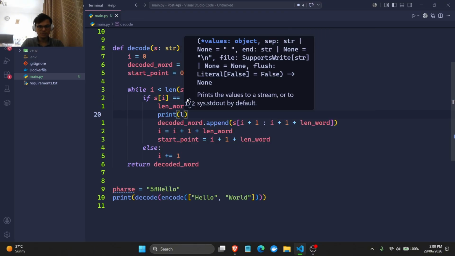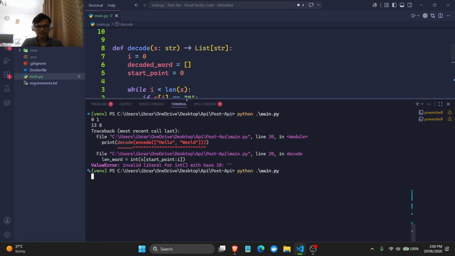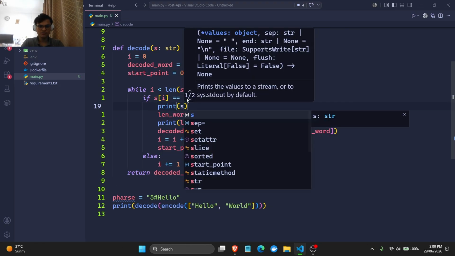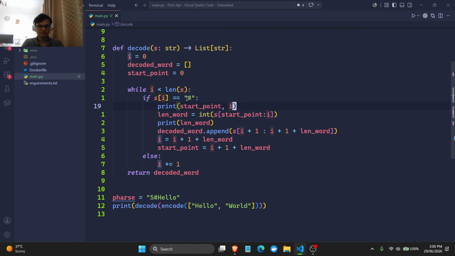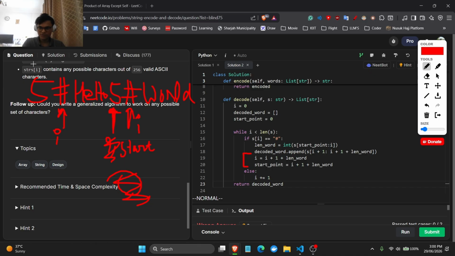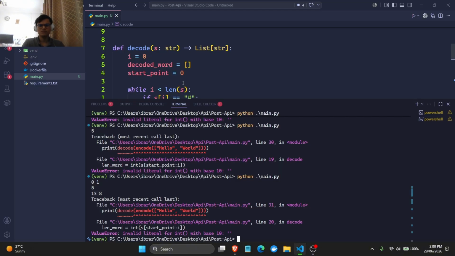Let me just see print length of word. Is it even getting the right word? It's getting the right word. Okay, then print me the start point and I. So okay, 13 8 0 1 2 3 4 5 6 7 8 9 10 11 12 13.